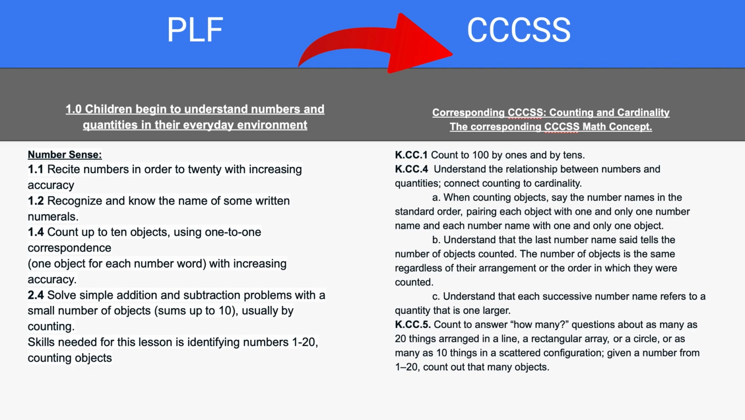And as you see in the Common Core kindergarten, they can count to 100, so it just increases those numbers. They could also count by tens. They also need to be able to understand the relationship between numbers and quantities, connecting counting to cardinality. And they should be able to count and answer how many questions, up to about 20 things arranged in a line. So these learning standards are a step up, one step further. It bridges from the Preschool Learning Foundations.